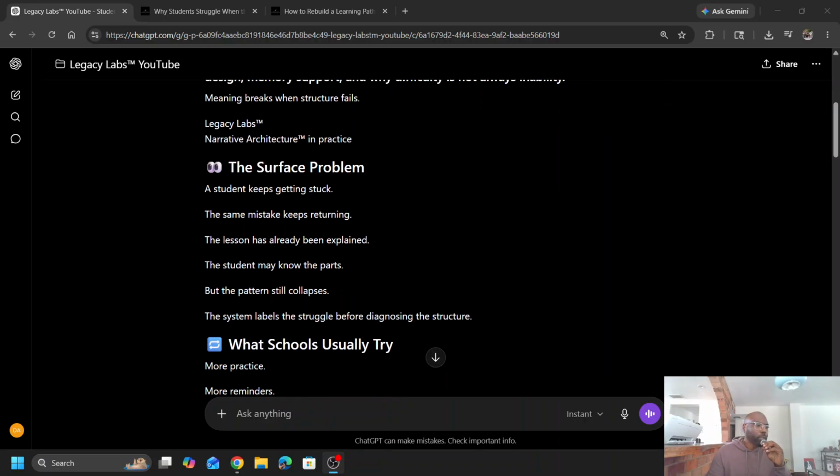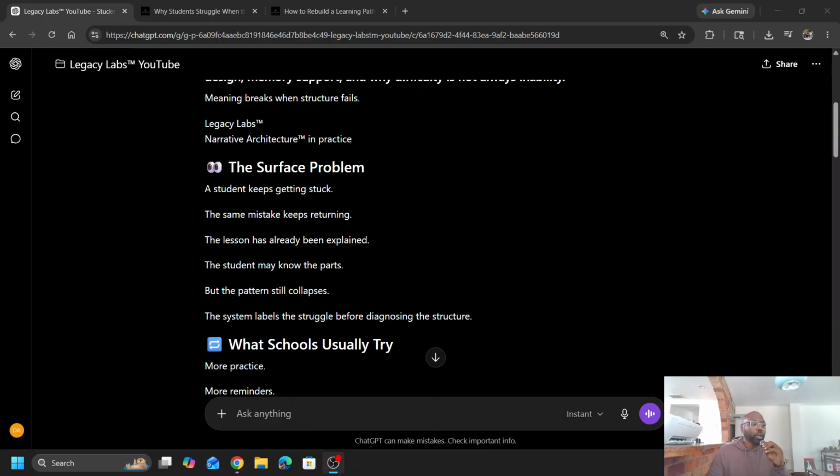So the surface problem, this is what it looks like. A student keeps getting stuck on the same kind of task. The lesson has already been explained. They have already practiced it before. They might even be able to do part of it with help. But when they're expected to do the full task independently, the same mistakes return. From the outside, this can look like the student just doesn't understand, but structurally, that may not be the full story.